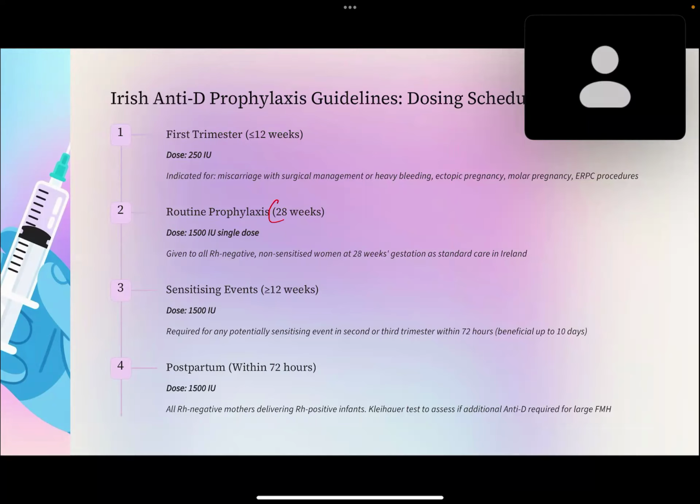At 28 weeks, you already gave her 1500 units. The question was, at 29 weeks she has trauma. If you ask the detail of the trauma, I will tell you it's a little bit of trauma, but the baby and everything is okay. So you repeat the NTD. You did that already. Now onward, take her for severe fetal surveillance because she has a sensitizing event.